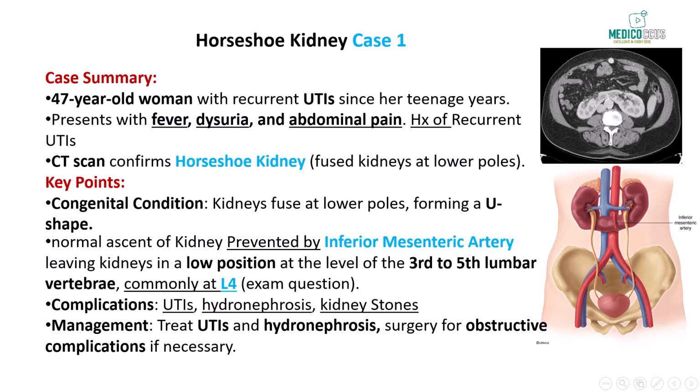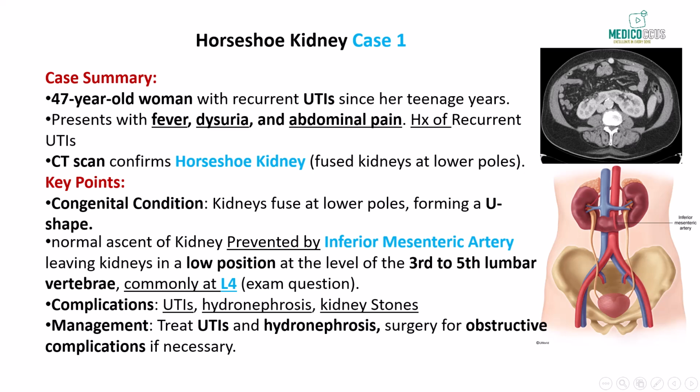Management of horseshoe kidney focuses on addressing complications as they arise. While no specific treatment is required for the anatomical anomaly itself, it's important to manage conditions such as hydronephrosis, UTIs, and nephrolithiasis if they occur. Patients may require antibiotics for recurrent infections and, in some cases, surgical intervention to correct any obstructive issues at the ureteropelvic junction.